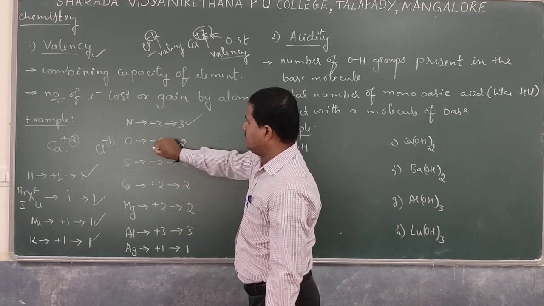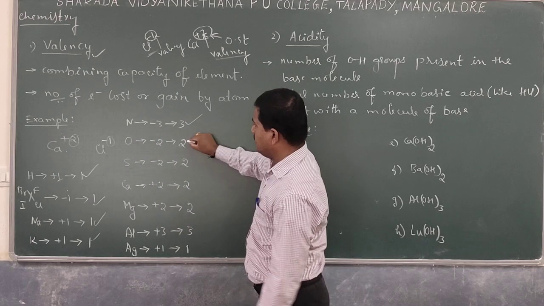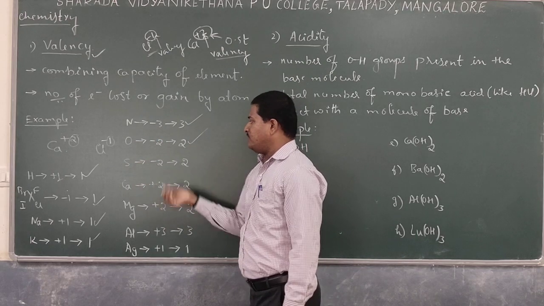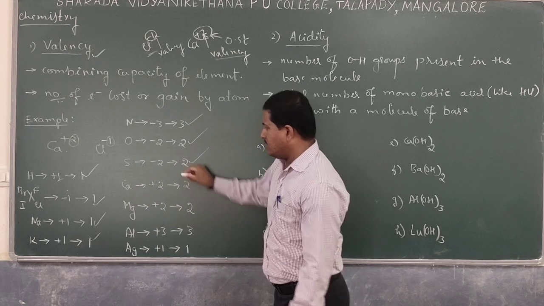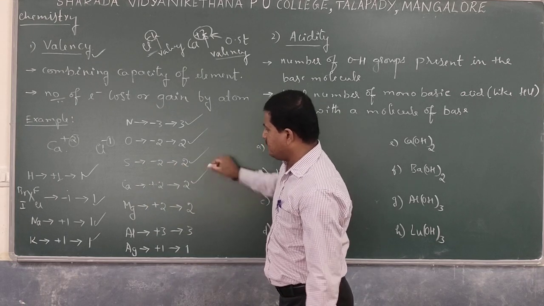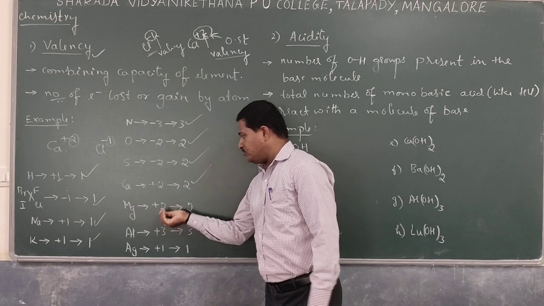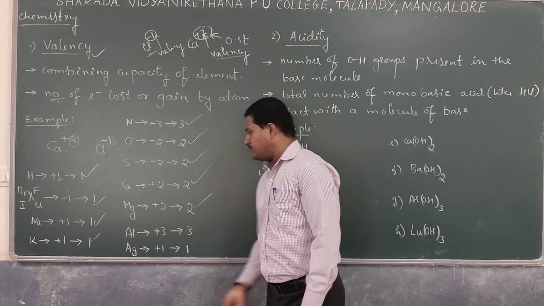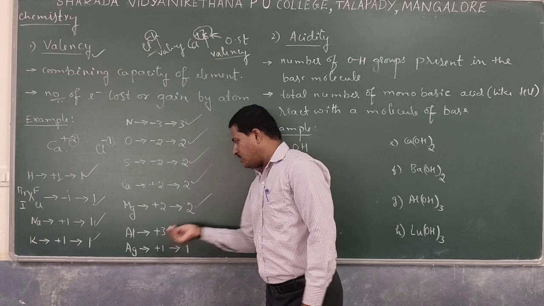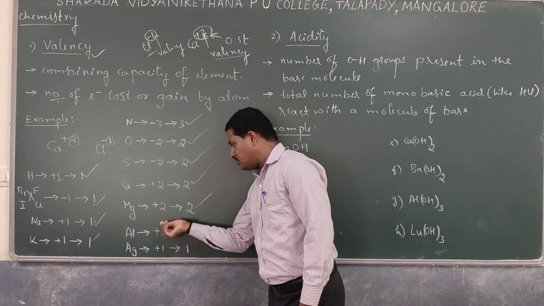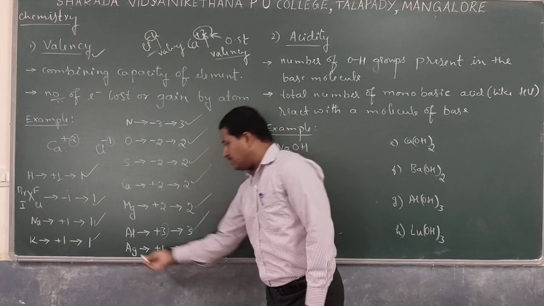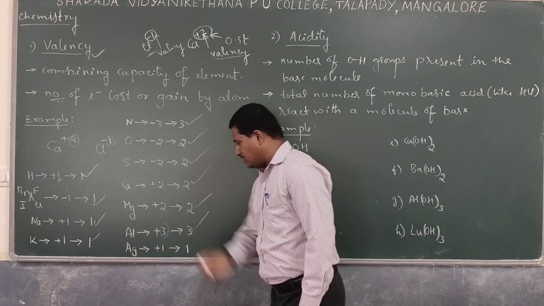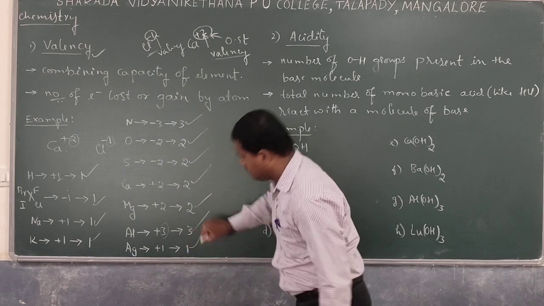Similarly, oxygen, minus 2 is the oxidation state, there 2 is the valency. For sulfur, minus 2 oxidation state, 2 is the valency. Calcium, its oxidation state is plus 2, 2 is the valency. Magnesium also plus 2 oxidation state, 2 is the valency. Aluminium shows plus 3 oxidation state, so that number 3 indicates the valency. So aluminium shows valency 3. Similarly, silver is plus 1 oxidation state, valency is going to be 1.